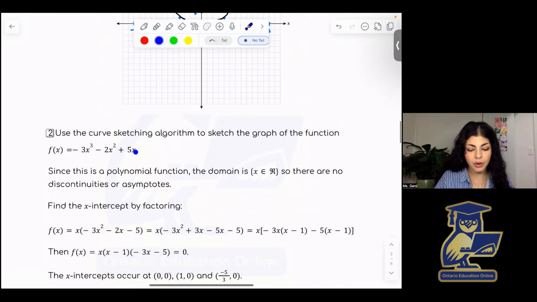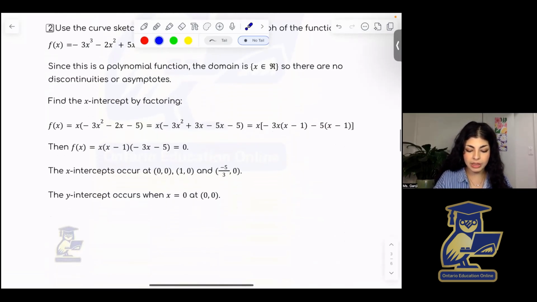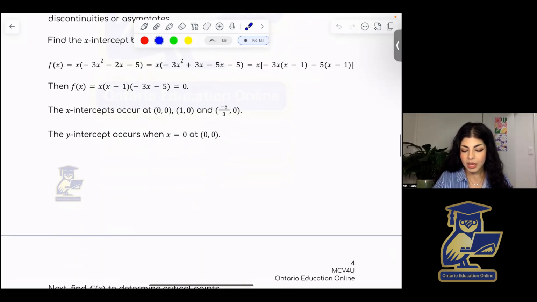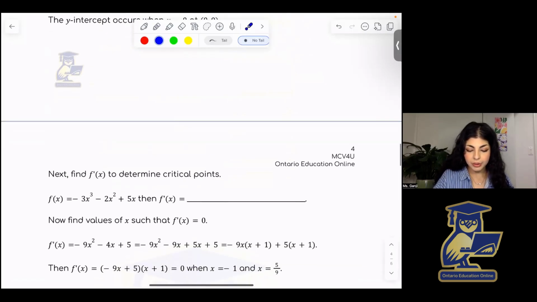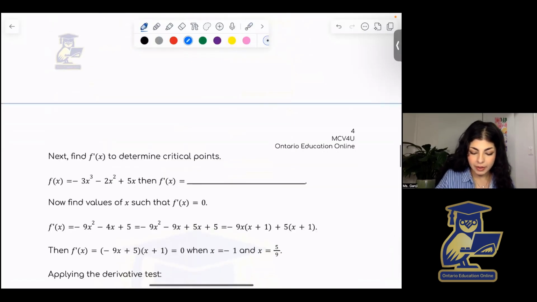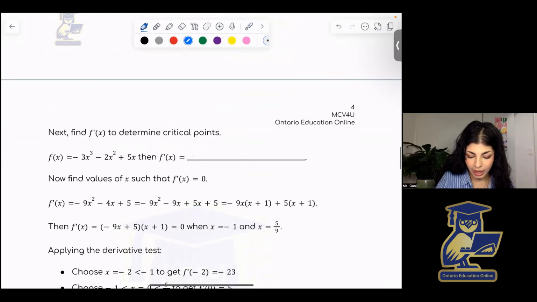So when x is 0, all of these are 0. So my y-intercept is (0, 0), which was already there. Now we find the first derivative. So we are using derivative rules here. So we have -9x squared minus 4x plus 5.